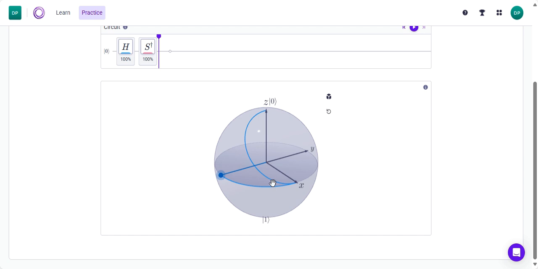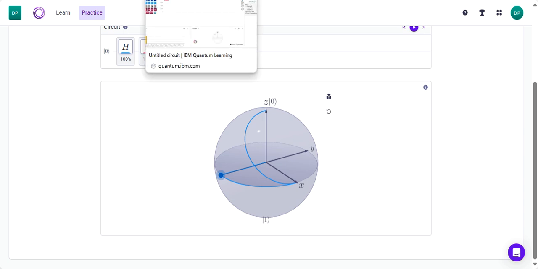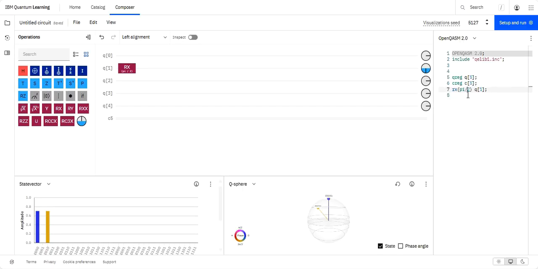So from the 0 state to the 1 state, going around the x-axis is pi, right? Because it's half of a sphere. When it's going around the x-axis, it doesn't go all the way. It doesn't go from 0 to the 1 state when you use the RX gate.